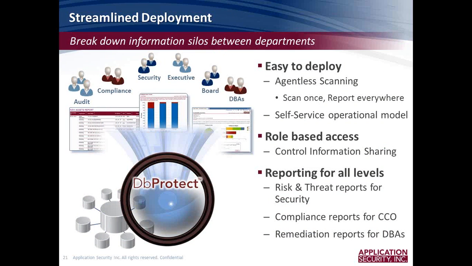Now, DB Protect is a system that's been deployed heavily in the federal government. We've been deployed at dozens of agencies. The software is designed to be very easy to deploy. It's agentless, so you don't need to install software on your database servers to get the scanning done. It's designed for a self-service operational model where the DBAs can see and scan their own databases, and the security team can just get reports and results. It's got a great role-based access system to ensure folks are only able to access the data that they need to know for their role. And it's designed to provide reporting at all levels: risk and threat reports for the security team, compliance reports for the compliance team, and remediation reports for the database guys to go fix the problems that we find.